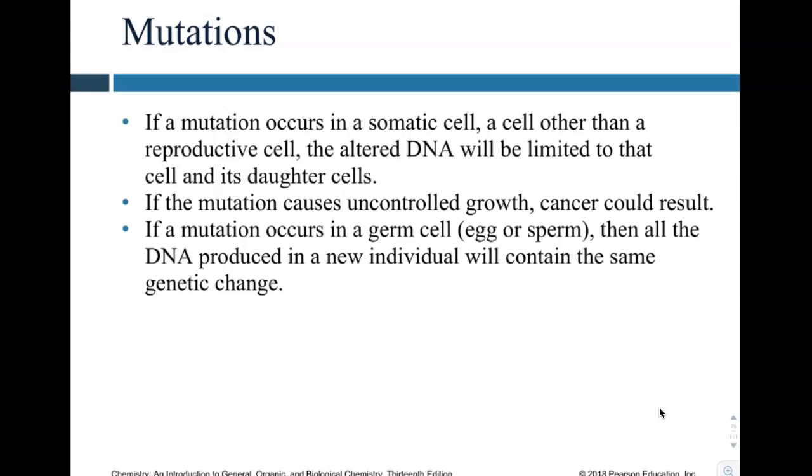if you have a mutation in a germ cell, which is a reproductive cell, then any children that you would have would also carry the mutation. And so when we talk about disorders being genetic, that's what we're talking about. There was a mutation at some point in the germ line, and that got reproduced into all of the offspring of that person or that animal or whatever we're looking at. And you get cancer from mutations if your mutation is causing uncontrolled growth.